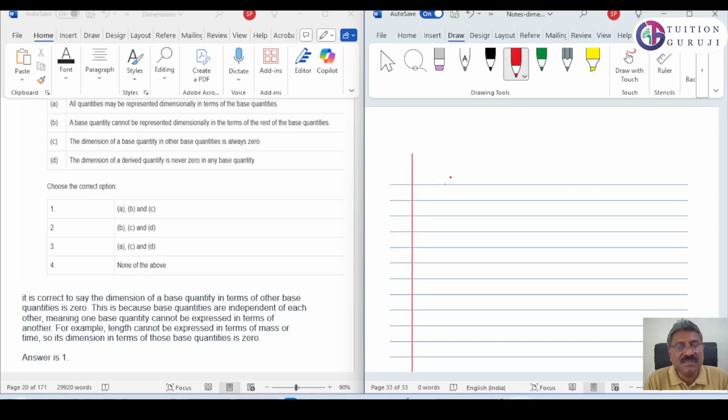So the first three statements are correct. Choose the correct option: A, B, and C are correct.